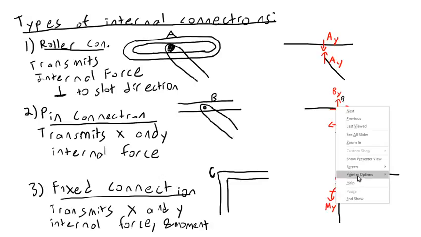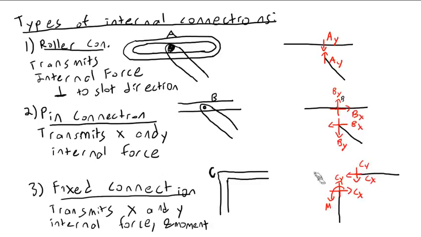Oh, thank you. That should be MC. That would make a little more sense. MC, Cx, Cy, and I want to make sure the moment's going in the opposite direction here. MC. And there you have it. So I would set up my equations of equilibrium using moments in that direction, using end forces in those directions. And those are the three types of internal connections that you are likely to encounter.